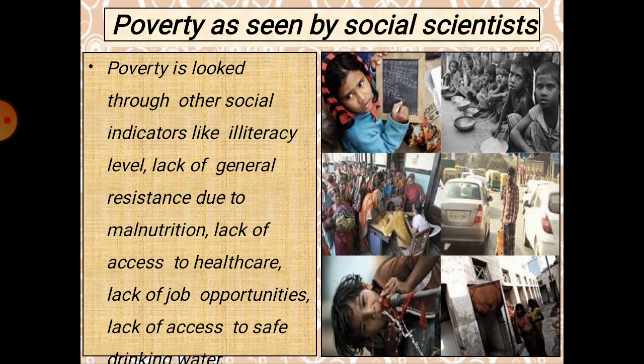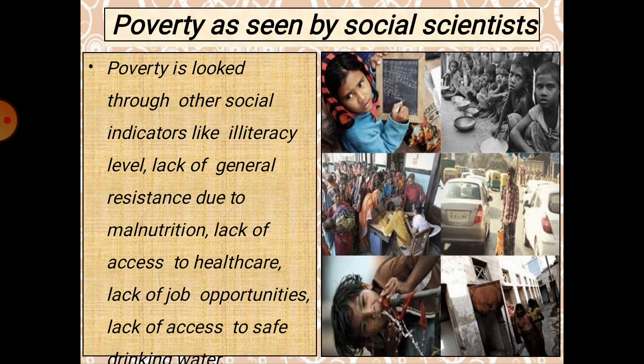Come, let us see what indicators are being included by our social scientists to make a clear idea about poverty. So, poverty is looked at through other social indicators, like illiteracy level. Illiteracy level means where they are not getting educated. And the next thing is lack of general resistance due to malnutrition. So where they are not getting proper food, because of that they get into malnutrition.